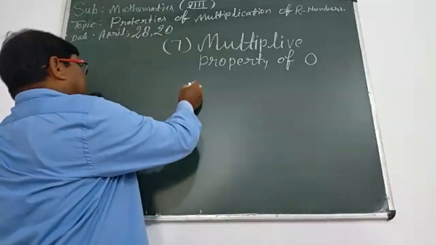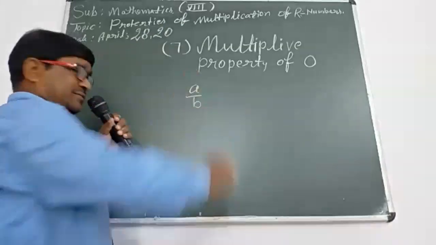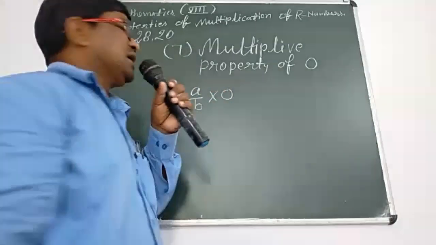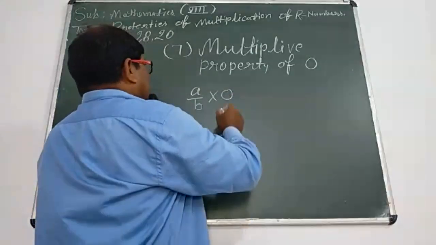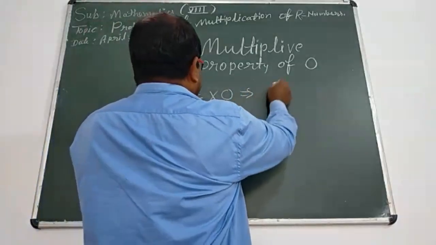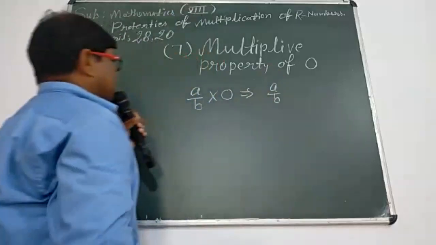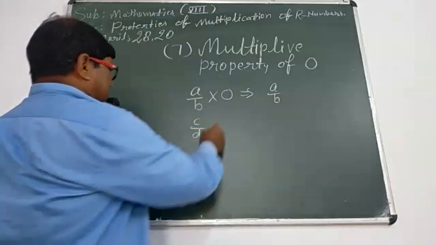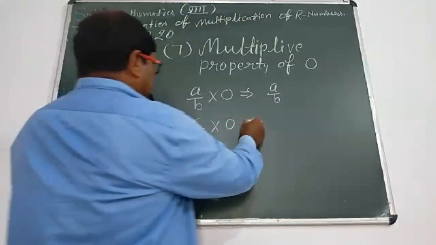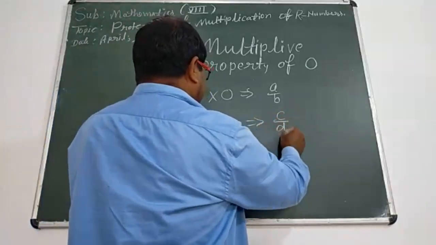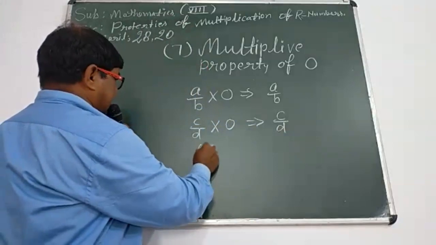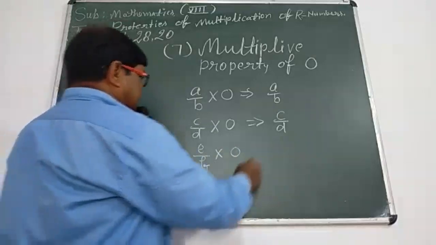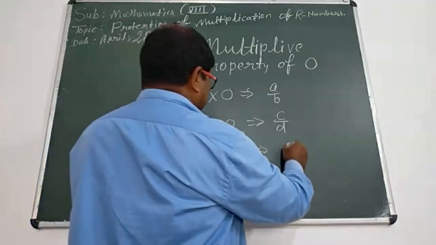Student, suppose that we have a rational A upon B. We want to multiply it by 0. Then what will we get? Suppose you have a second rational C upon D and you multiply it with 0, and a third rational E upon F and you multiply it with 0.